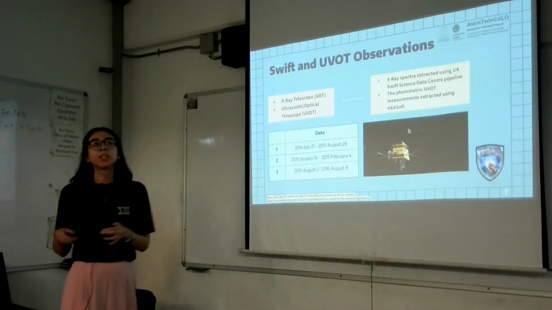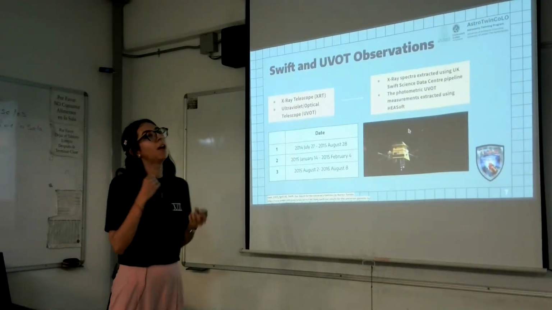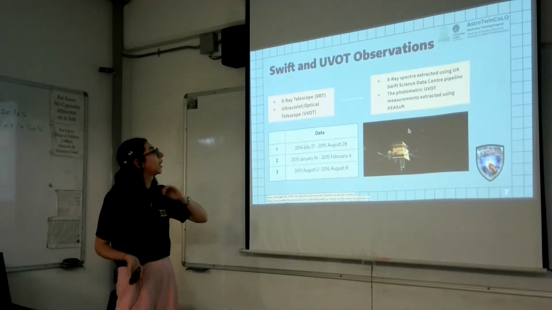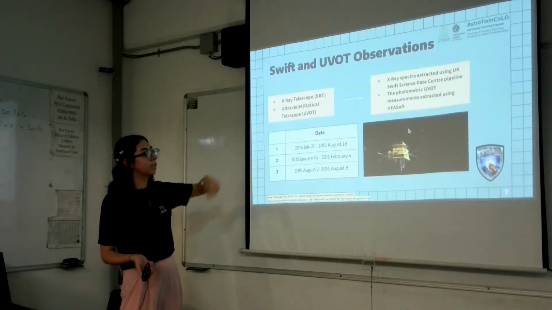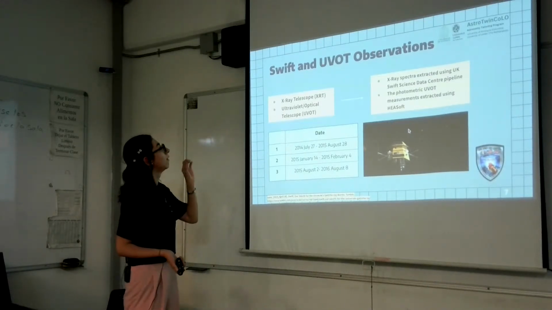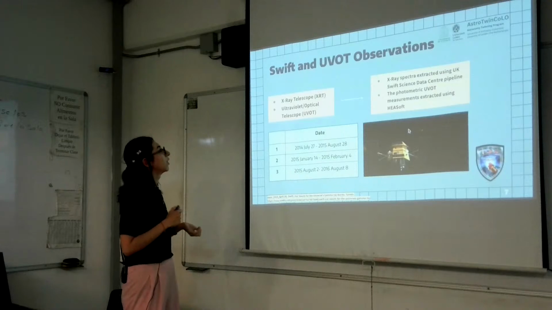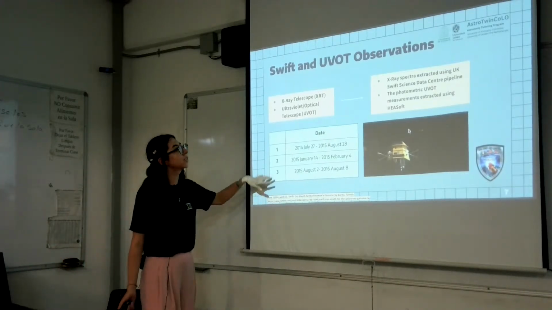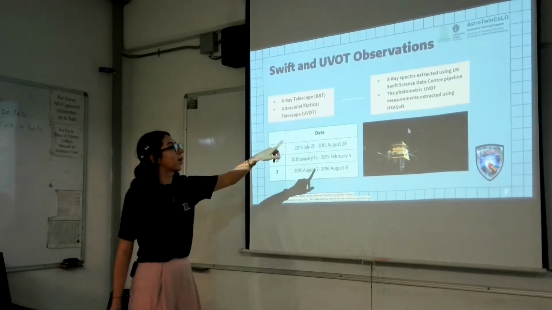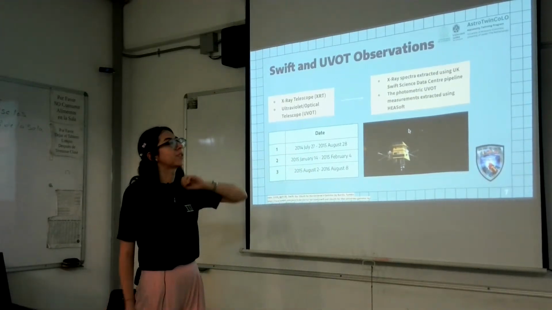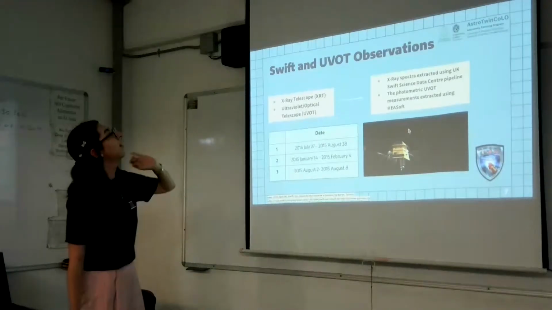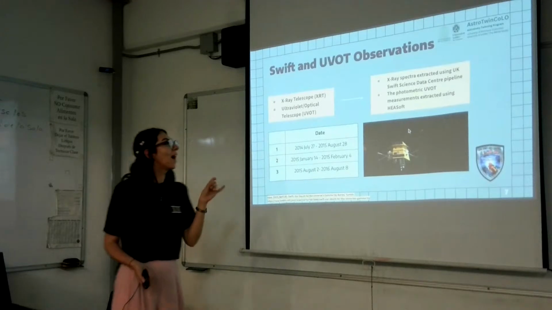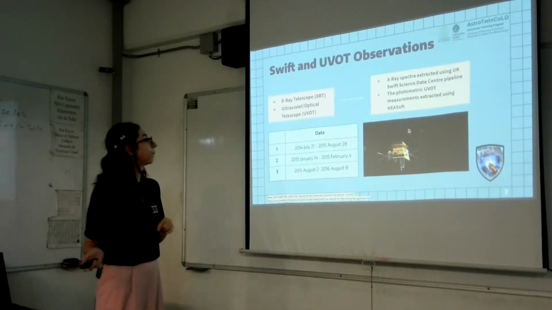Now, in order to get the X-ray information, they accessed SWIFT information. On the SWIFT mission, they use both the XRT, which is the X-ray telescope, and the UVOT, which is the ultraviolet and optical telescope. These are the dates for the observations, and of course, the X-ray spectra were extracted using the SWIFT Science data pipeline, and the photometric UVOT measurements were extracted using the high-energy astrophysics software.